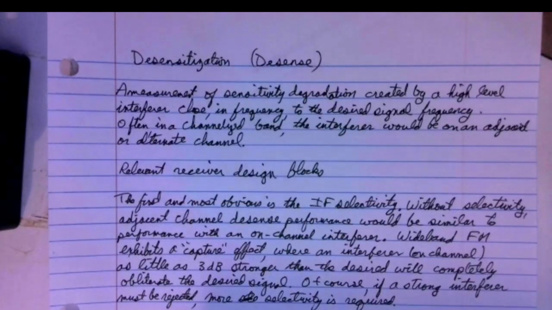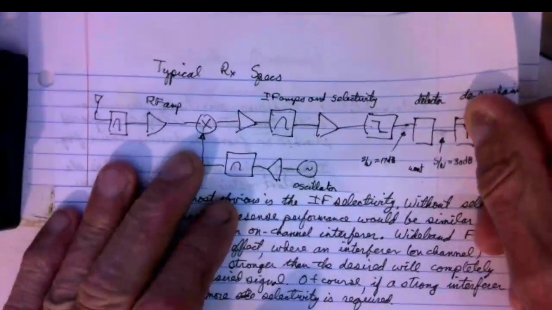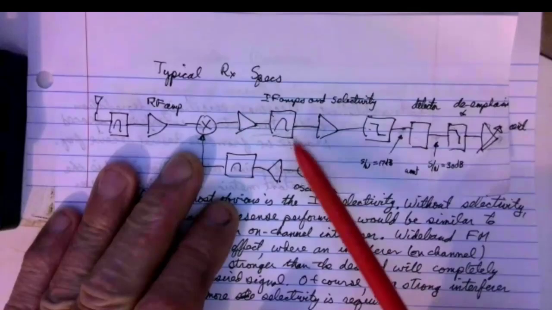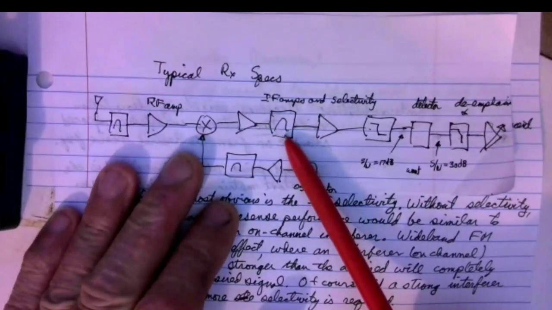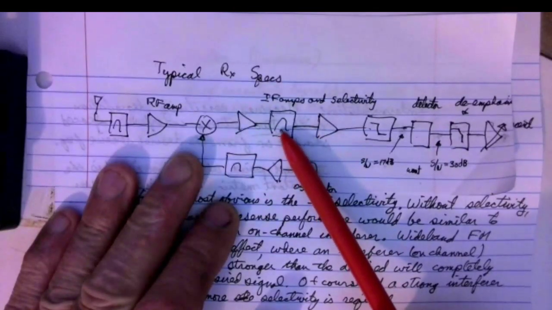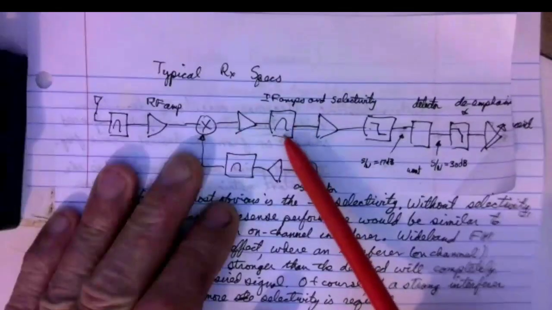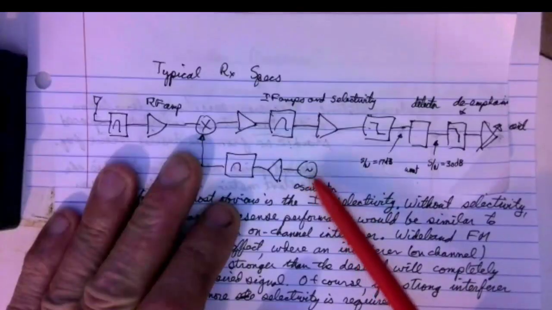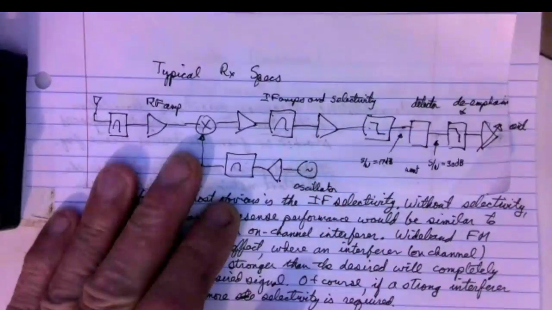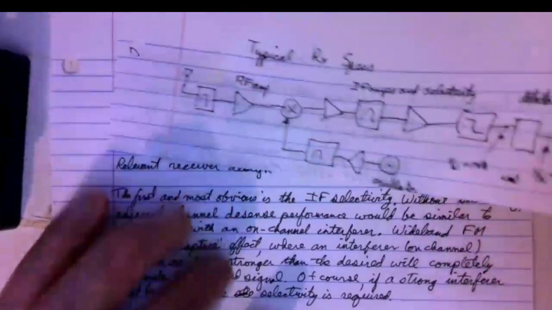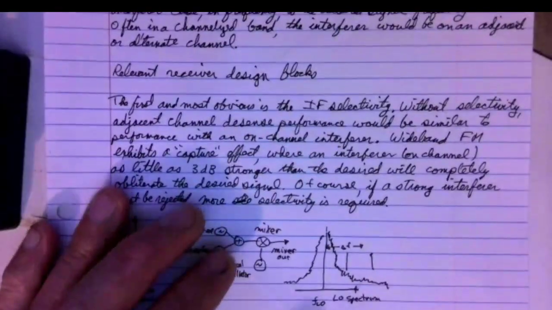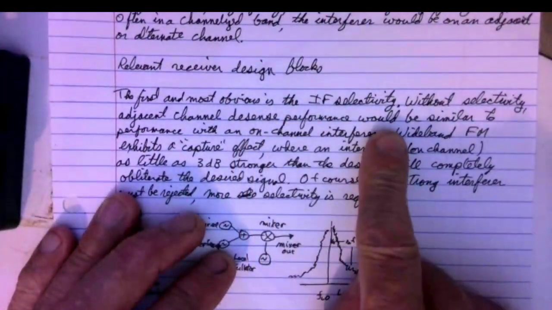Okay, now just briefly, what blocks in our block diagram are we going to be paying attention to here? The IF selectivity block maybe makes sense: if you're relying on filtering to filter off interferers and you don't have the right amount of filtering, you're going to be in trouble. But what might surprise you is that this oscillator right here is very, very important also. All right, so let's just continue on. The first and most obvious block is the IF selectivity.